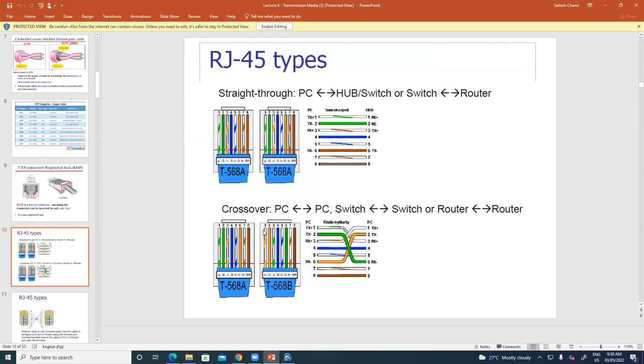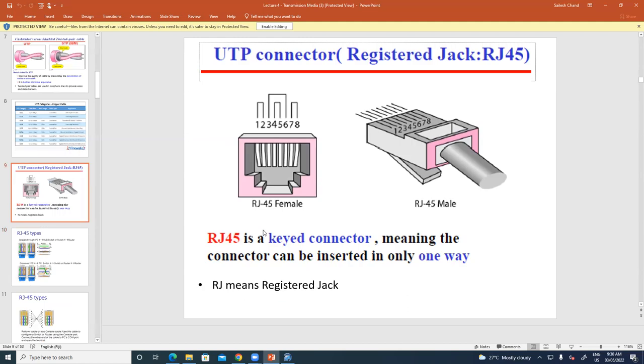While we are talking about this connector, remember you only plug it in when it is crimped. Crimped means when it's already inserted into the cable and with the crimping tool, you press the pins.